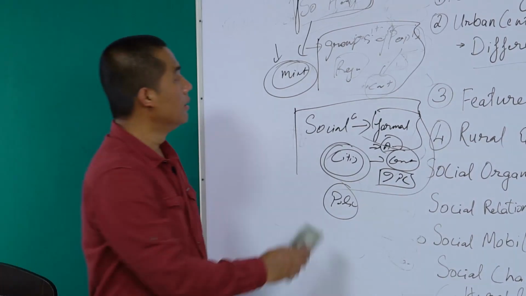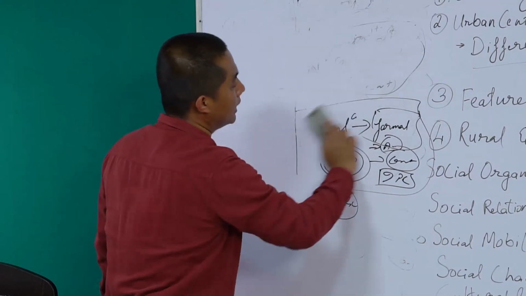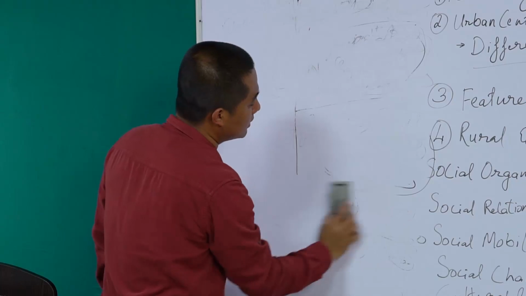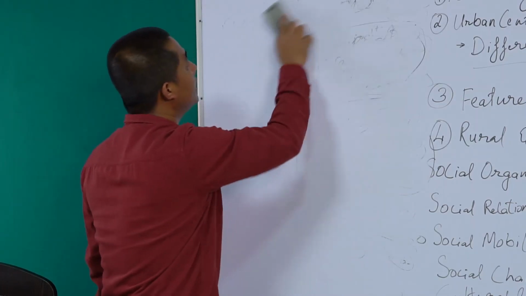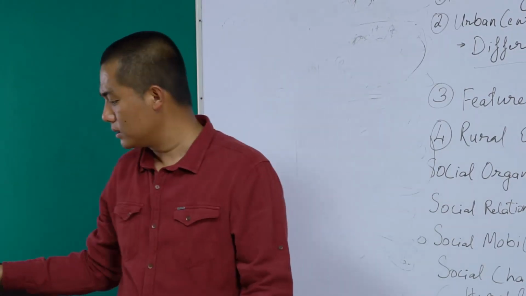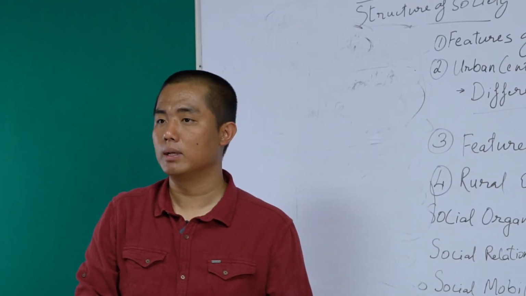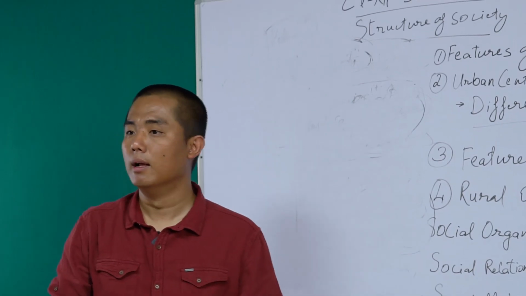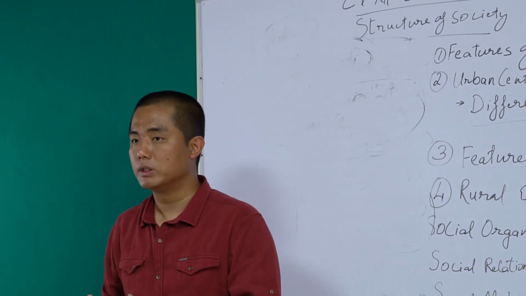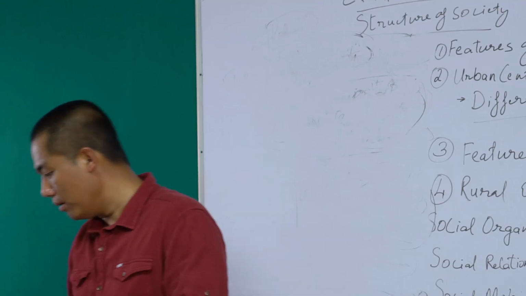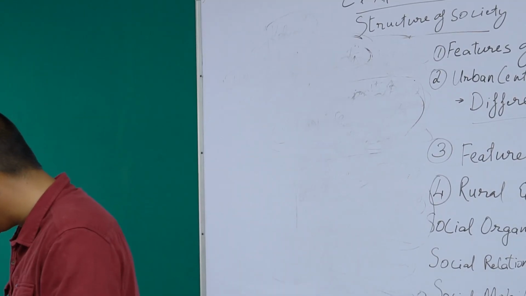And the next is that there is social inequality in urban centers. Okay, there is social inequality in urban centers. It means there is a huge disparity between the rich and the poor. The rich people are becoming richer and richer. The poor people, with a lack of opportunities, are becoming poorer and poorer. Okay, so that is what it means here.